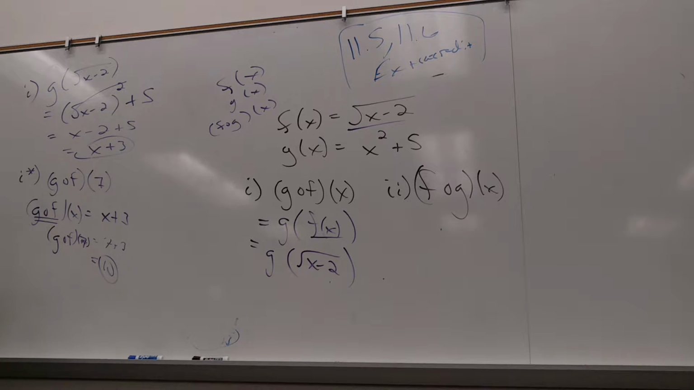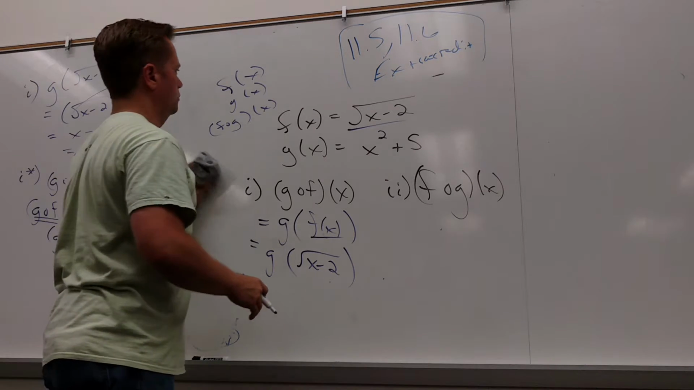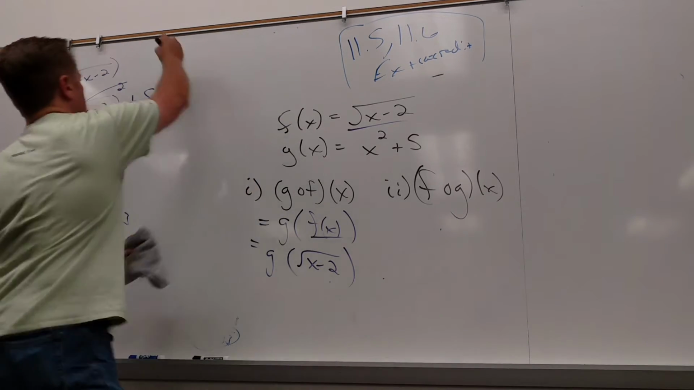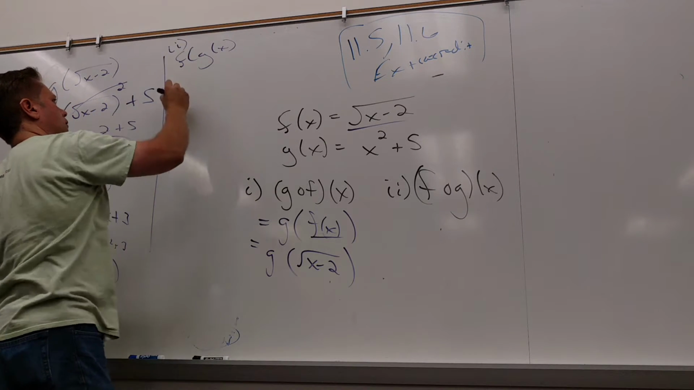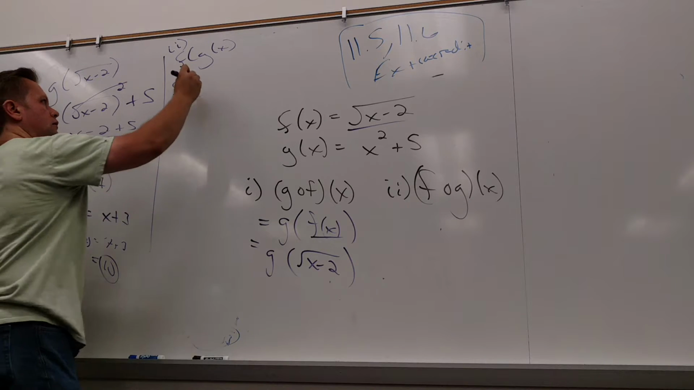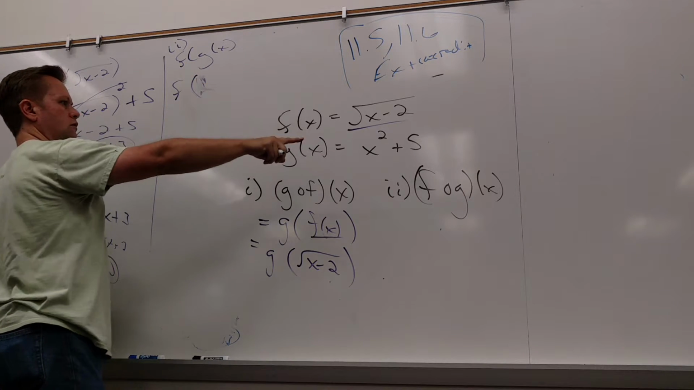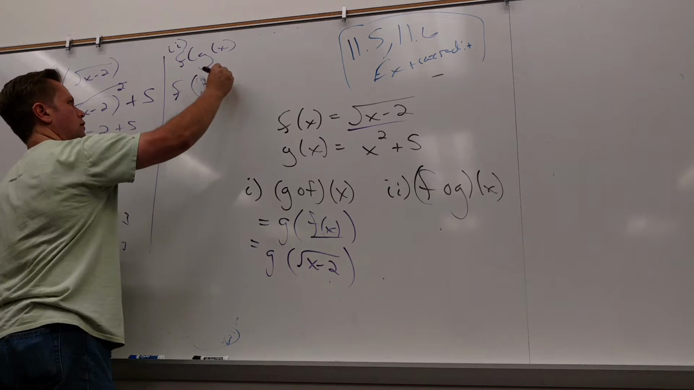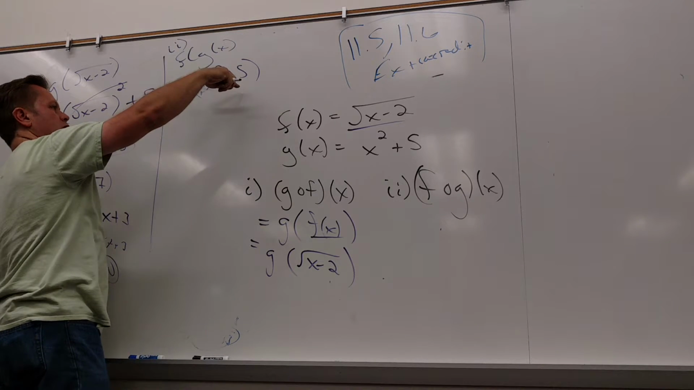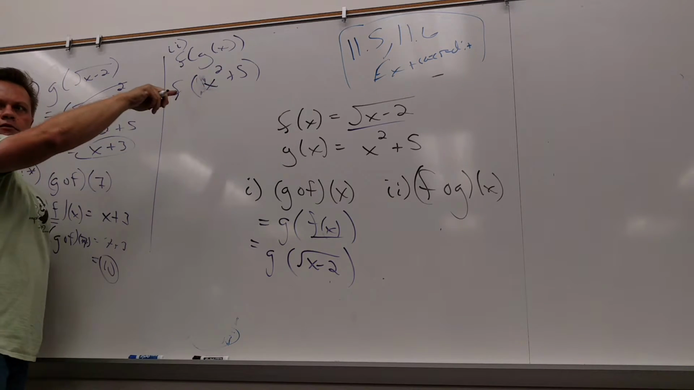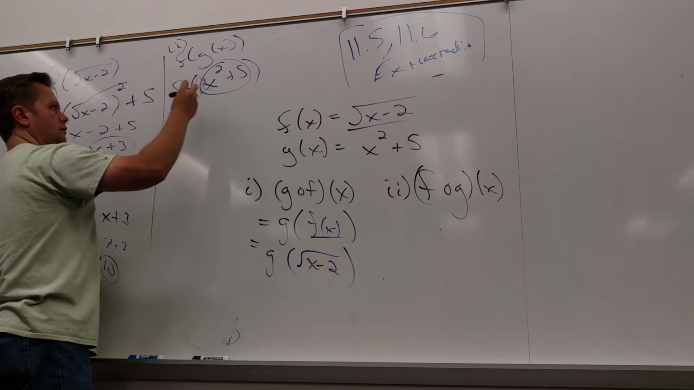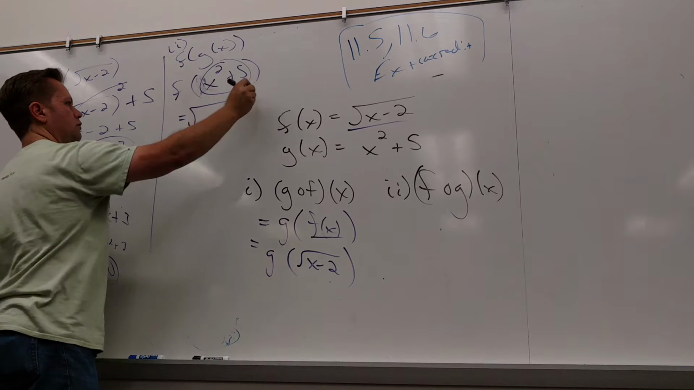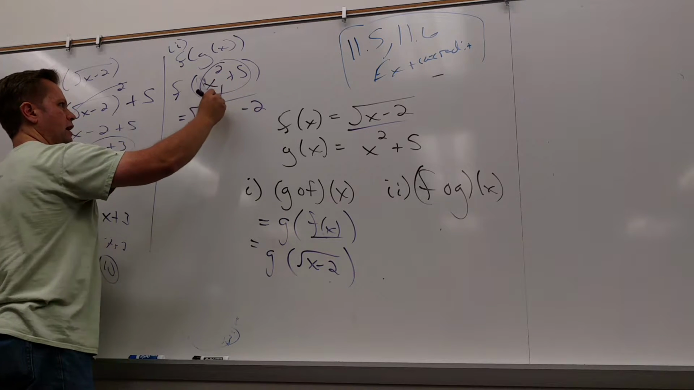All right. So the same kind of thing could happen with f of g. What is f of g? So that would be f of x squared plus 5, because that's what g is. And the f function takes whatever's in it and throws it under the square root symbol, plus 2. So that gets put here.